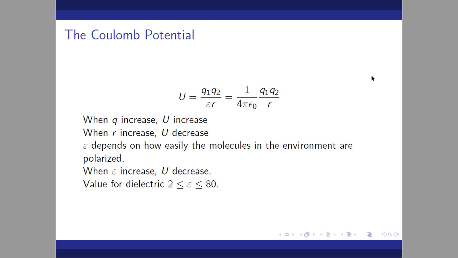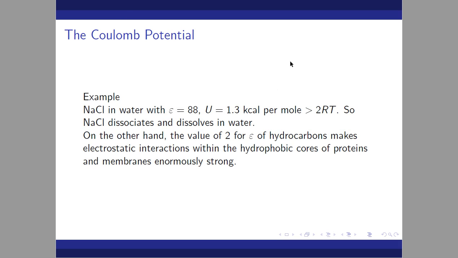Here you can see that when Q increases, U increases, the potential increases. When R increases, U decreases. And epsilon depends on how easily the molecules in the environment are polarized. So when epsilon, the dielectric constant, increases, U decreases. The value of the dielectric constant is between 2 and 80. So these are vacuum, these are the water molecule. These are the examples.